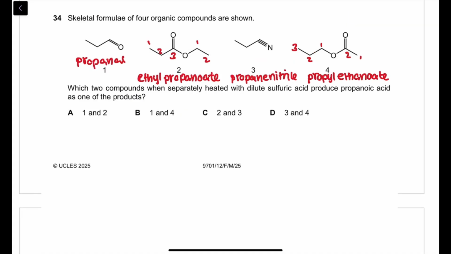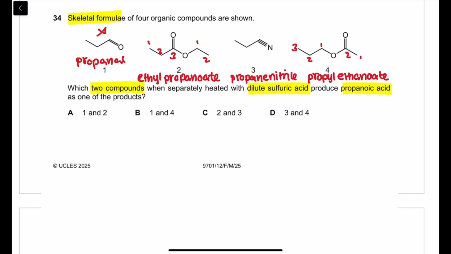Question number 34. Skeletal formulae of 4 organic compounds are shown. Which 2 compounds, when separately heated with dilute sulfuric acid, will produce propanoic acid as one of the products? So I've named each of the 4 organic compounds, and if we take a look at each of them, well, for starters, propanol is not going to produce propanoic acid. It could be oxidized if an oxidizing agent is present, but there is no mention of such.